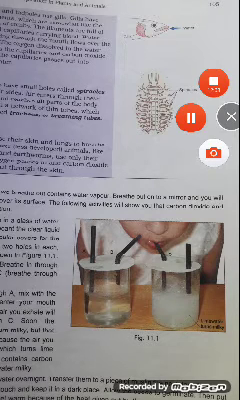Breathe in through straw B and out through straw C. Atmospheric air will enter through A, mix with the lime water in the first glass and enter our mouth through B. On the other hand, the air that we exhale, that we give out, will enter the second glass through tube C.